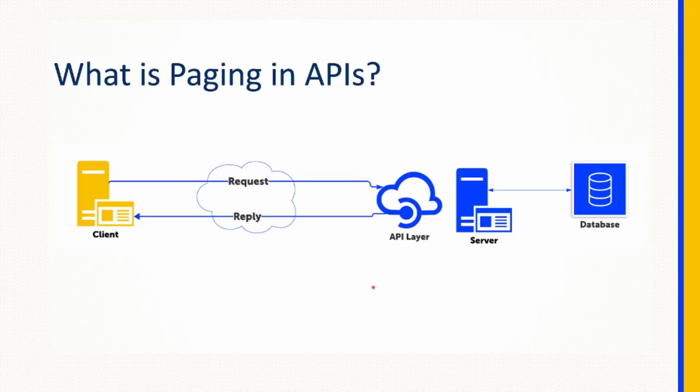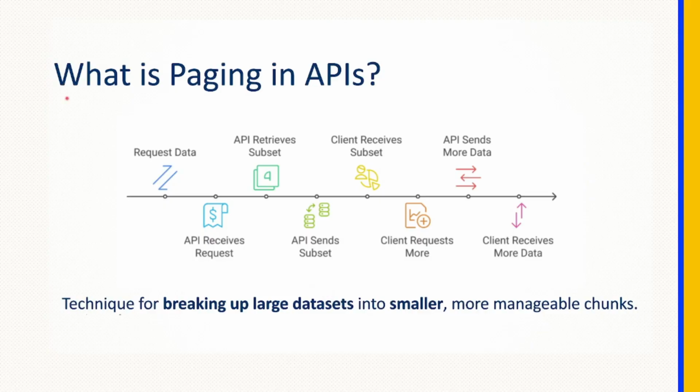So what is pagination in APIs? When we fetch data via APIs, there are cases where a large amount of data has to be extracted. Imagine an API returning thousands or millions of records. Fetching everything in one single request is not efficient or not even feasible. It can overload the system, cause timeouts, and even make your integration flow fail. This is where pagination comes into the picture.